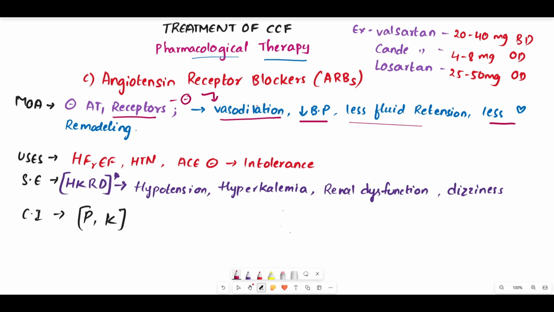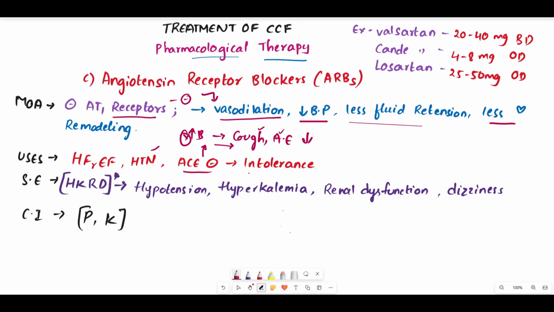And in this, when ARBs are given, bradykinin is not increased like with ACE inhibitors. So, when ARBs are given, the chances of getting cough and the chances of developing angioedema will be reduced, because bradykinin is not increased with ARBs. Coming back to the uses, this will be given in case of heart failure, and in case of hypertension. It is given in patients who are not tolerating ACE inhibitors, because these ACE inhibitors increase bradykinin, increasing the chances of getting cough and angioedema.